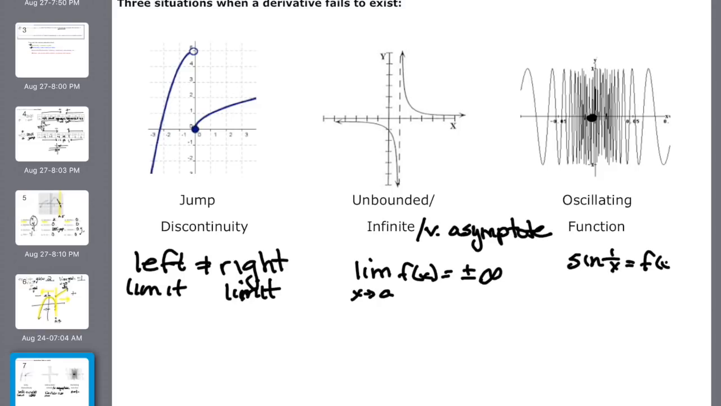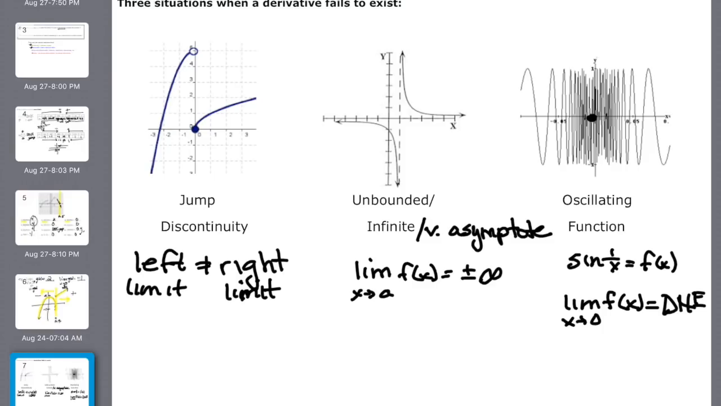So if this is our function, the limit as x approaches 0 of this function would not exist because we wouldn't be able to tell exactly what value it is approaching, and the closer we get, the more confusing it can become.